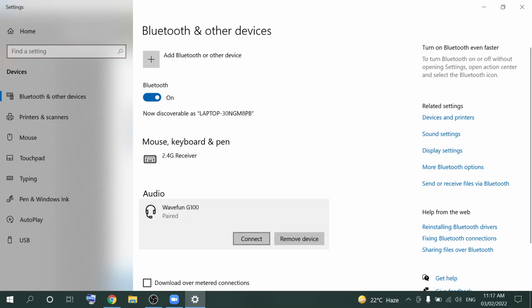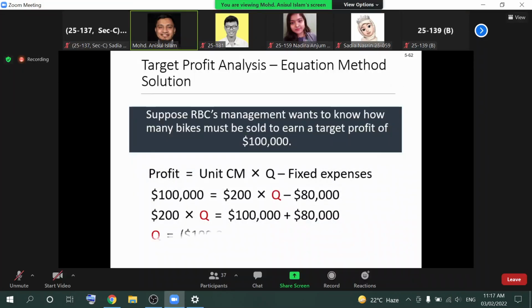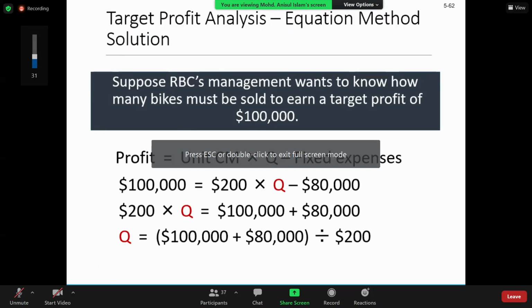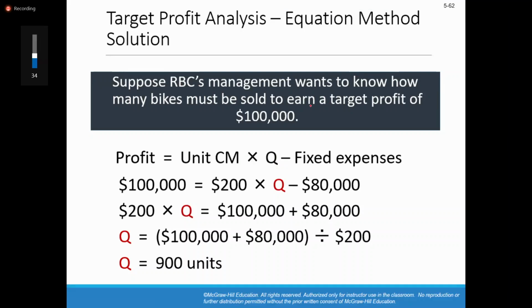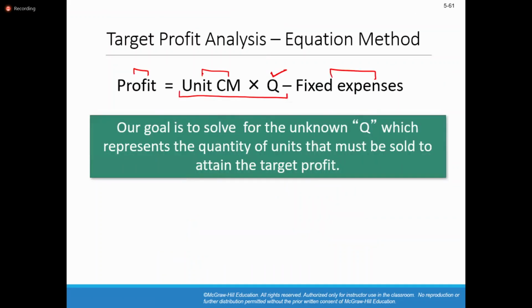The same case we have been dealing with from the very beginning of this chapter: RBC, the bicycle company. Their management wants to know how many bikes we must sell to achieve a target profit of $100,000. Okay, so we would like to use this equation here. If we put $100,000 here, we know what our contribution margin originally was.